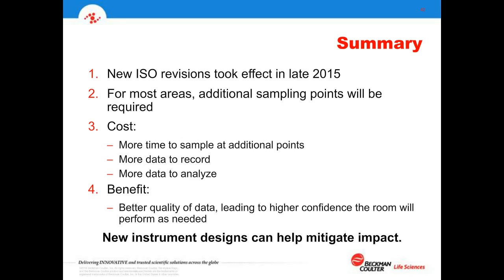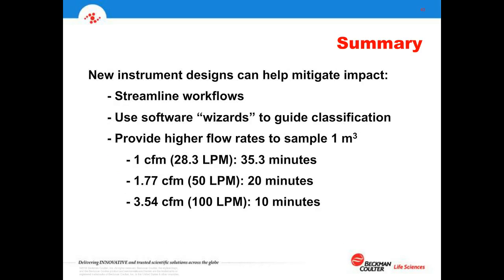Some of the new instrument designs can help mitigate that impact of extra sample points needed, extra time needed in many industries. So we could look at that and say, well, can we do something with today's technology that helps us out? Just like our cell phones are much more practical and useful than the previous wire-connected phones in our lives. In that same way, technology here can help us streamline workflows, make the organization of how you do the classification or monitoring much more consistent. There are software wizards in many cases to guide the classification effort and to make sure the proper number of positions are taken. And we also have higher flow rates available now so that this amount of sampling, for example, for grade A, where you need to take a full cubic meter, can be reduced to 20 minutes or 10 minutes rather than 35 minutes. So there's various things that can happen with improved instrumentation today.